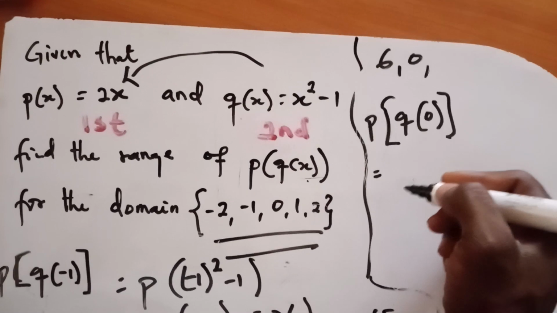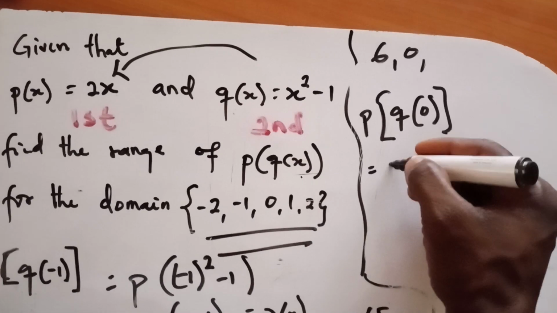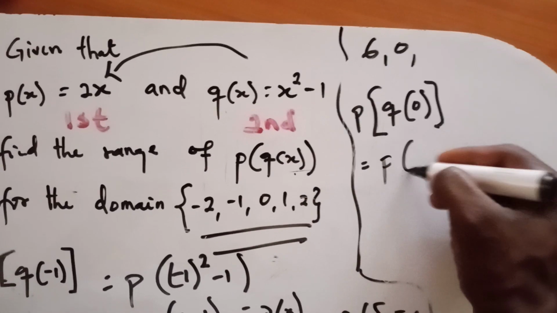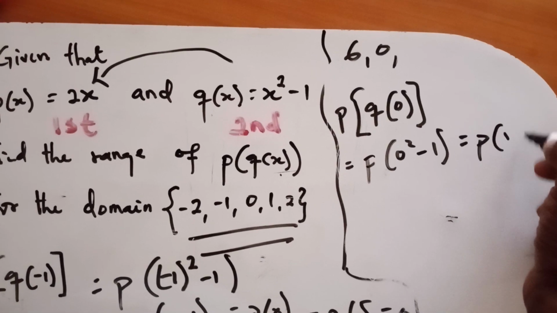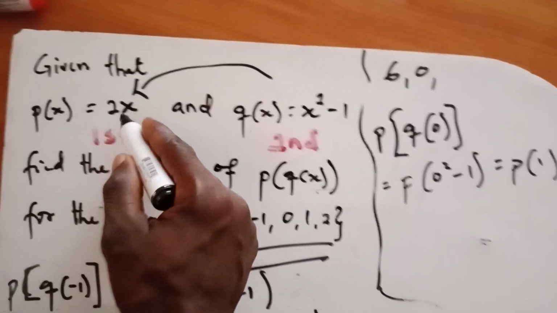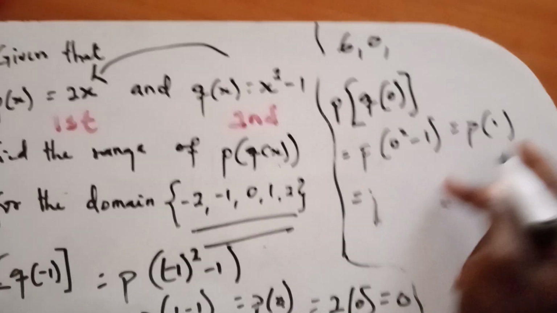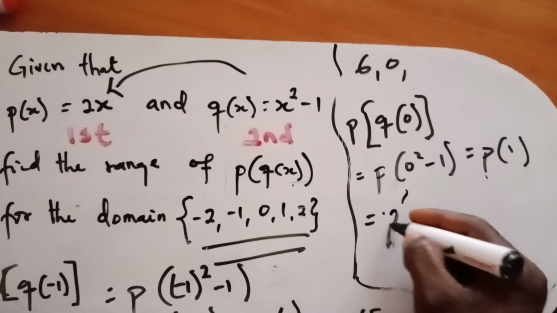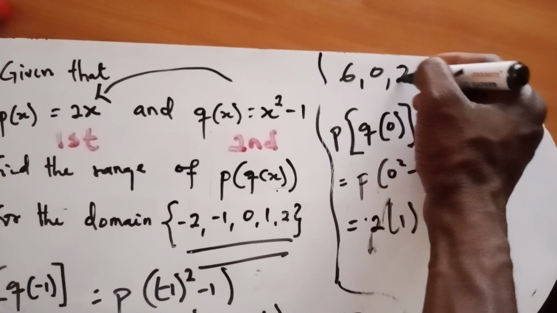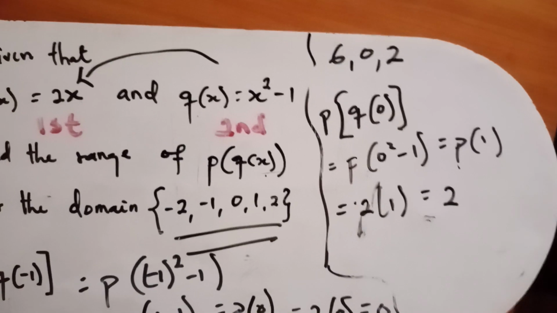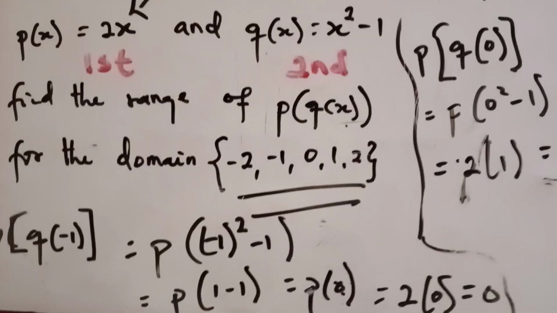Trying something without fear of making mistakes is how easily you can understand the concept, right? So you have P, so this is going to be 0 squared and then -1, and this should be equal to P of what? Of 1, right? So taking 1 and plugging that into this function here, 2 multiplied by 1 is equal to 2. So I have 2 for this. Once I have 2 for this, I will leave this part for you.